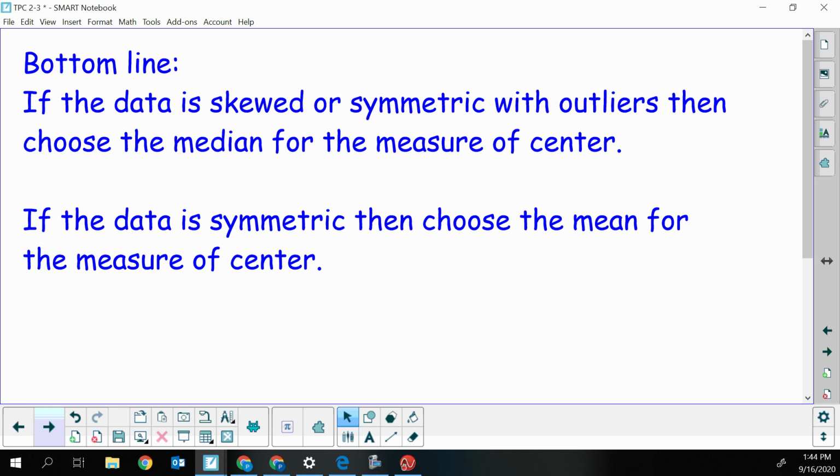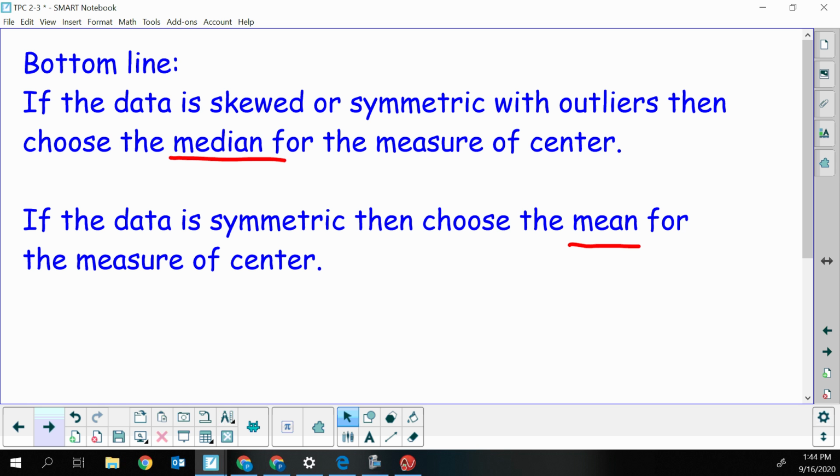Okay, the big idea though is if the data is skewed or symmetric with outliers, then we need to choose the median. So anytime there are outliers, we want to use the median. If there are not outliers, so if it's symmetric, if it's nice, then we would use the mean as the measure of center. So the mean is not a good measure of center when there's outliers.